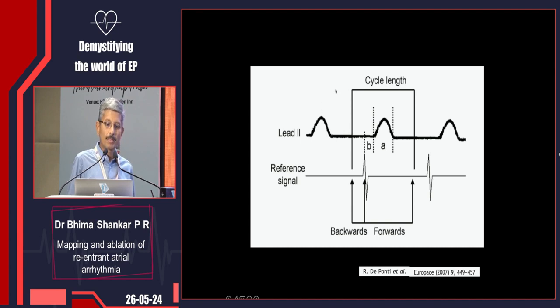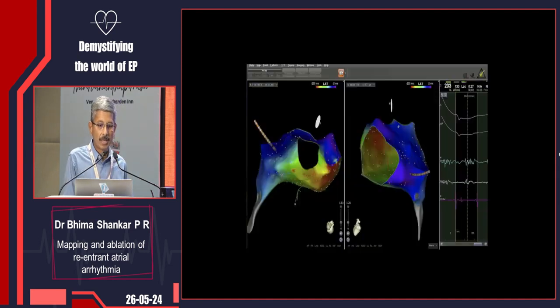In macro-reentrant flutters and LA flutters, primarily when they have large scars, you tend to have these isoelectric baseline segments. If you choose diastole and then choose your window based on diastole to diastole, your early meets late point most often corresponds to the isthmus.